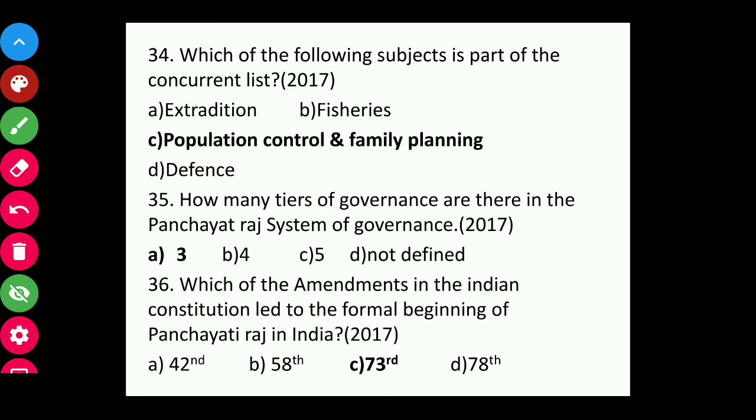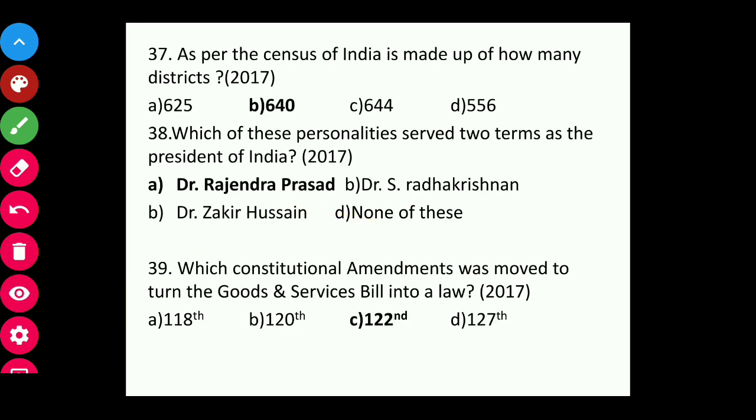Which of the following subjects is part of the concurrent list? How many tiers of governance are there in the Panchayati Raj system of governance? Which of the amendments in the Indian Constitution led to the formal beginning of Panchayati Raj in India? As per the census of India, is made up of how many districts? Which of the following personalities served 2 terms as the President of India? Which constitutional amendment was moved to turn the Goods and Services Bill into a law?